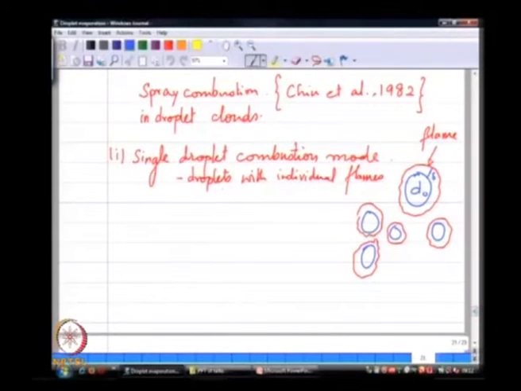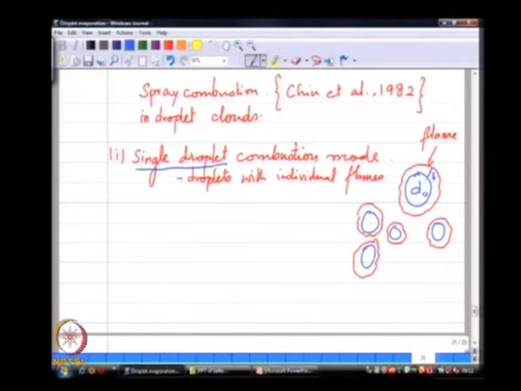Okay. So, we said as far as evaporating clouds of droplets, there are 4 possibilities, and we started to talk of those 4 possibilities. The simplest of the 4 is where you have single droplets, a single droplet combustion mode, where each drop is encompassed or engulfed in a flame surrounding it.